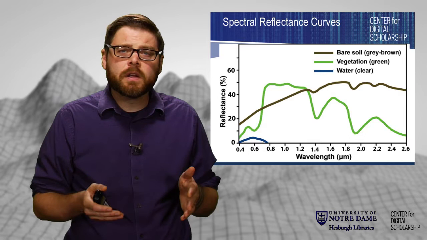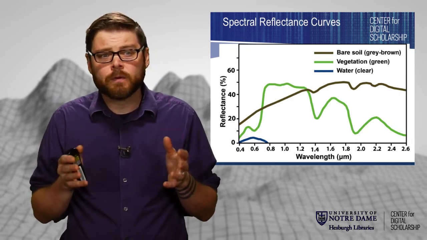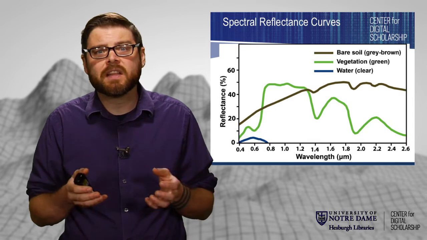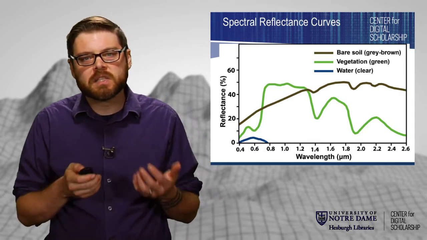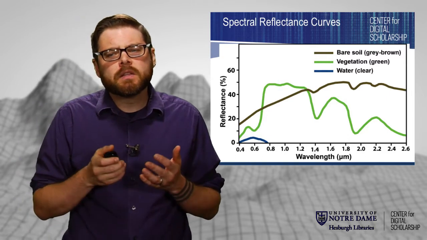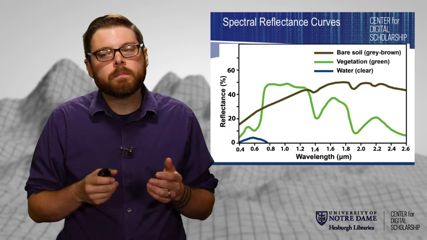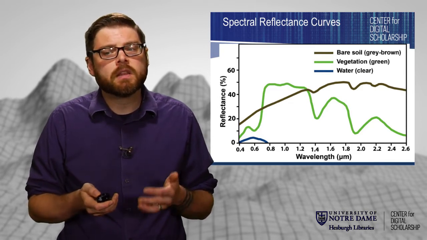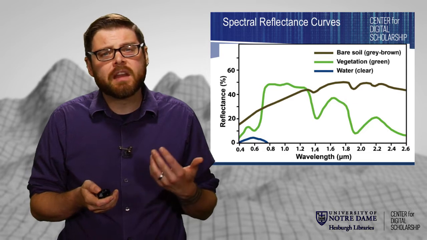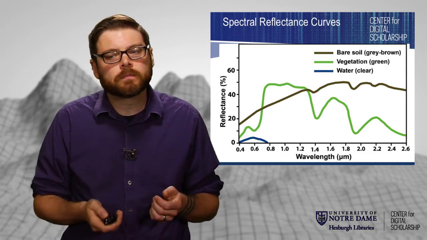Now I want to make it clear that when I'm talking about near infrared, this is not predator vision. This is not infrared cameras and things like that. This is a wavelength of light that's somewhere in between there, and it lets us see some different things. You can notice this a little bit from the spectral reflectance curves that I have up here, which show bare soil, which is kind of grayish brown, vegetation, which I have in green, and then water, which is generally kind of clear, maybe with a little bit of a bluish or greenish tinge to it.